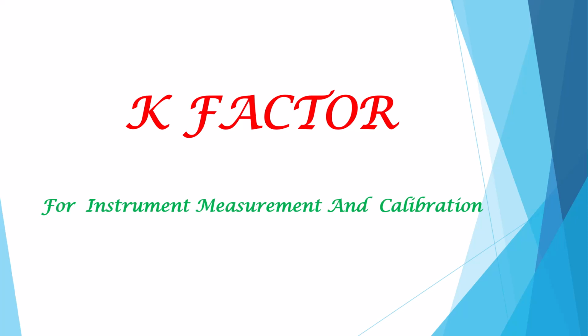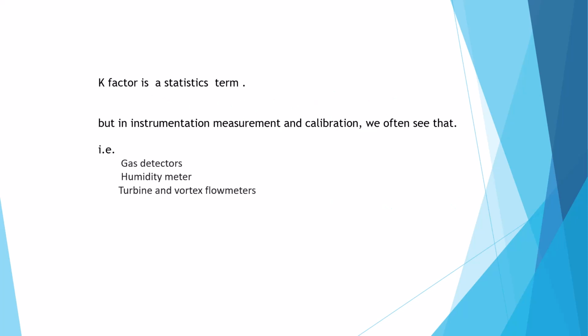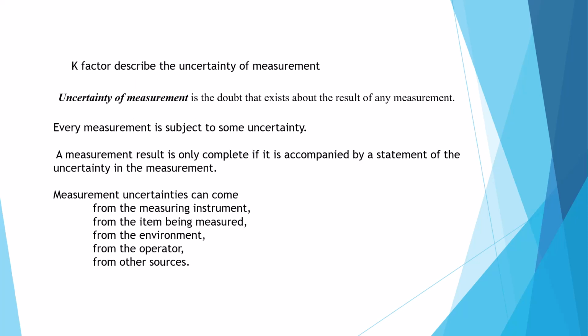Today we talk about the key fact. Key fact is a statistics term, but in instrumentation measurement and calibration, we often see it. For example, in gas detectors, humidity meters, turbine and vortex flow meters. Key fact describes the uncertainty of measurement.